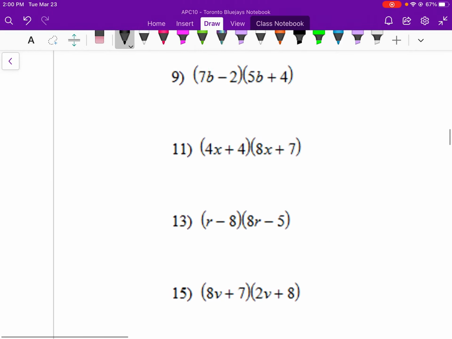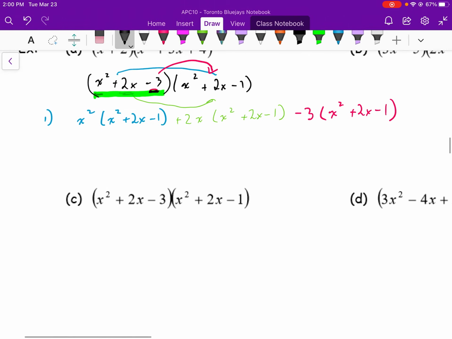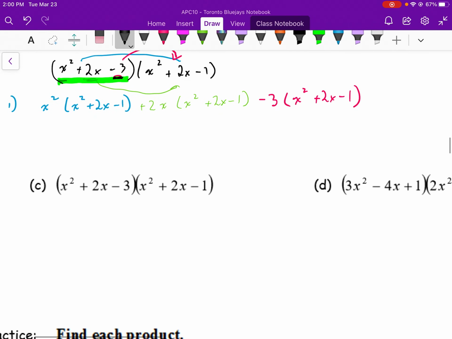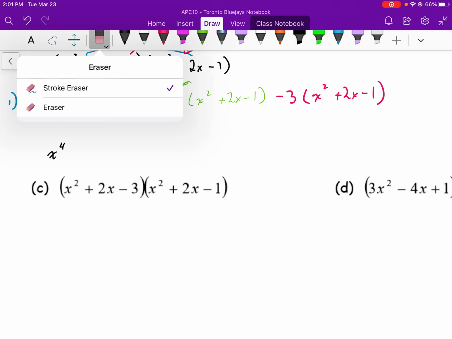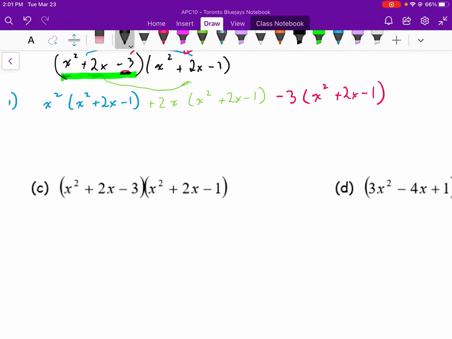So what we've created is a monomial times a trinomial. So really this is just x squared times x squared gives me x to the power 4. Let me hug that closer in there because I am going to run out of room. Gives me x to the power 4. x squared times 2x is plus 2x cubed. x squared times negative 1 is negative x squared.